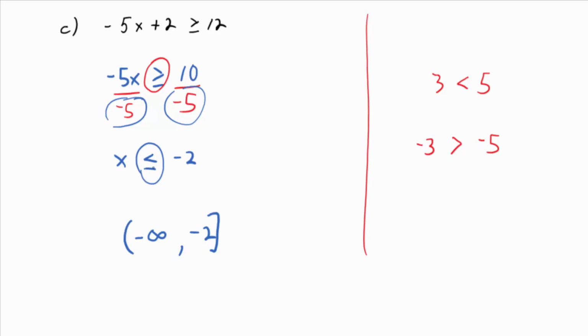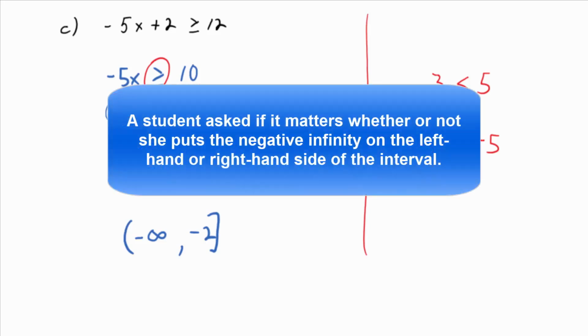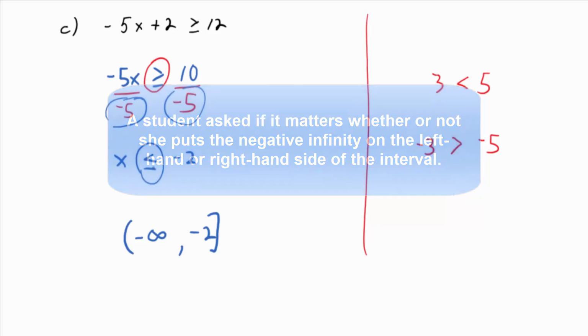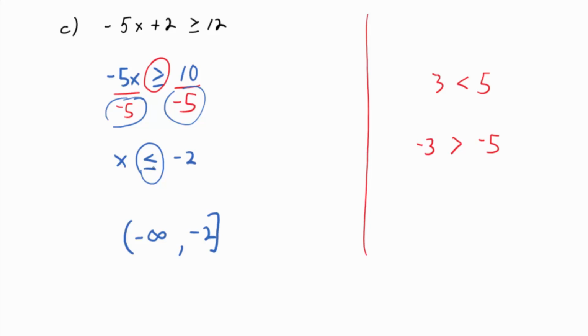Question, real quick. Yes, it totally matters. If you have a negative infinity, it should always be on the left. If you have a positive infinity, it should always be on the right.